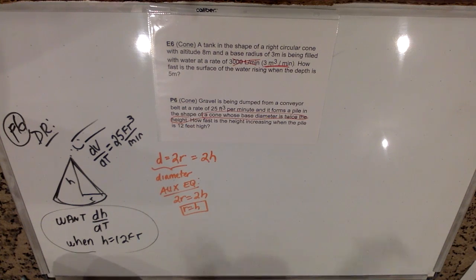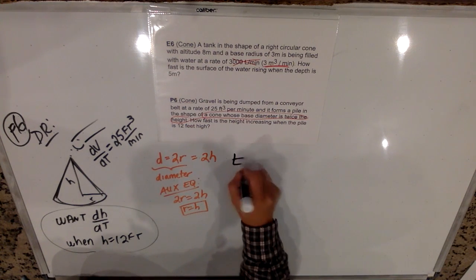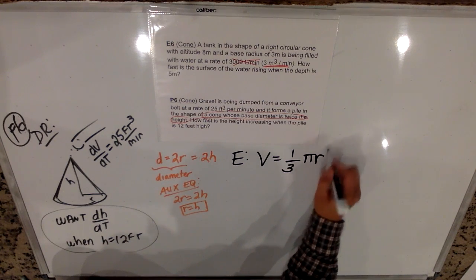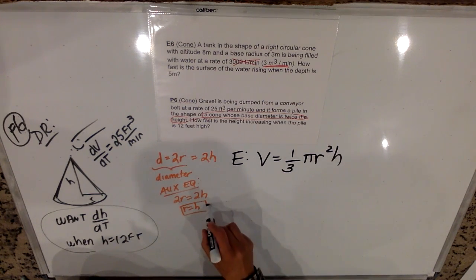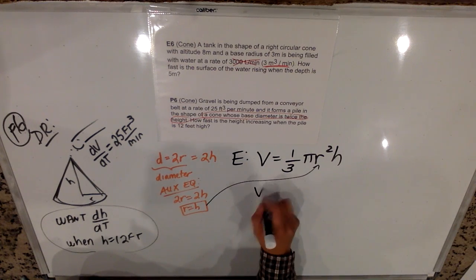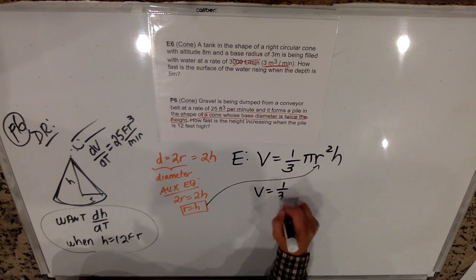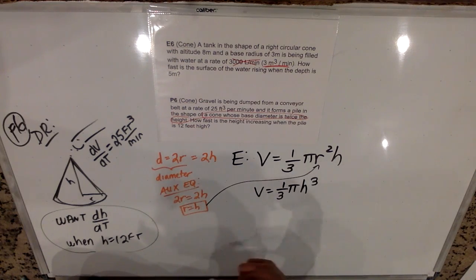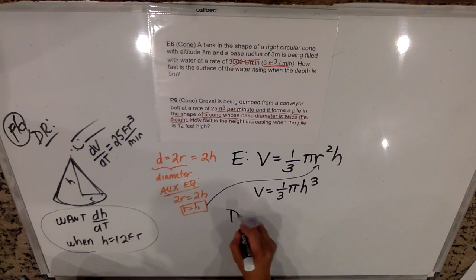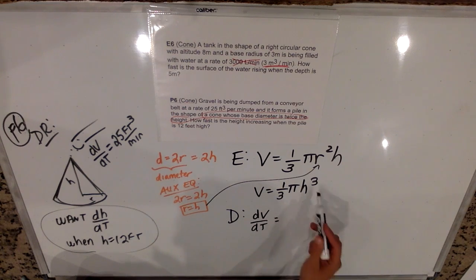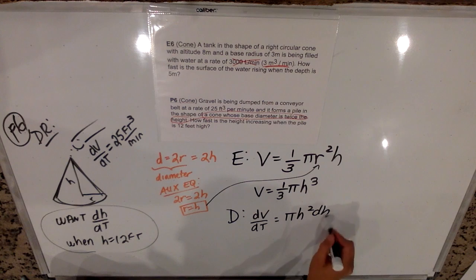So now, when we write our equation, hopefully we memorized that the volume of a cone is 1/3 pi r squared h. I don't know anything about r, but I want h stuff. Conveniently, r is just h. So my volume is actually 1/3 pi h cubed, because instead of r squared I put h squared, and that's an h cubed. When I differentiate, I get dV/dt equals, the 3 drops down in front and is gone, so I just get pi h squared dh/dt.